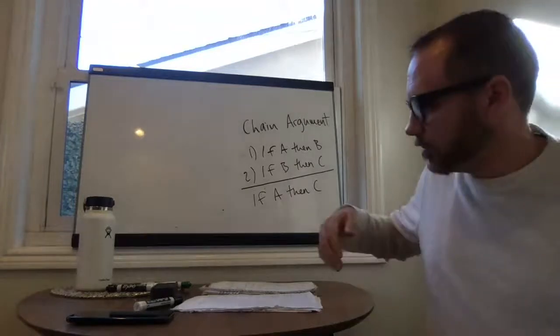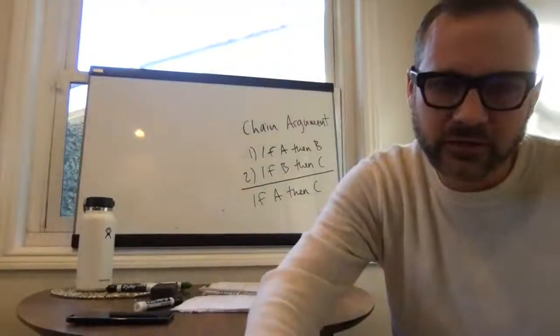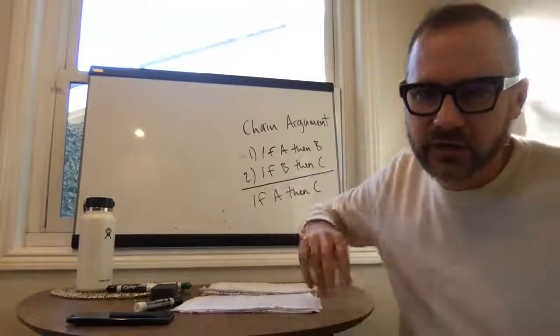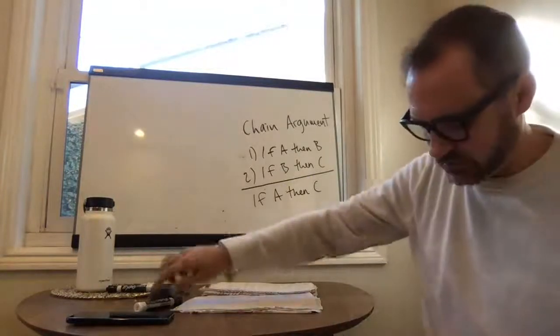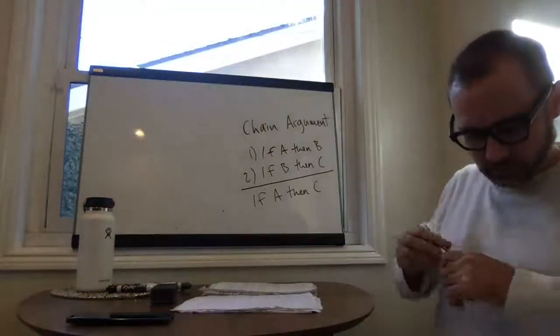Yeah, so it's only one example though, really? Okay, here we go. If I exercise, then I will get sore. If I get sore, then I'll have to stretch. Therefore, if I exercise, I will have to stretch. Very good. Okay, that's the kind of examples you're looking for.